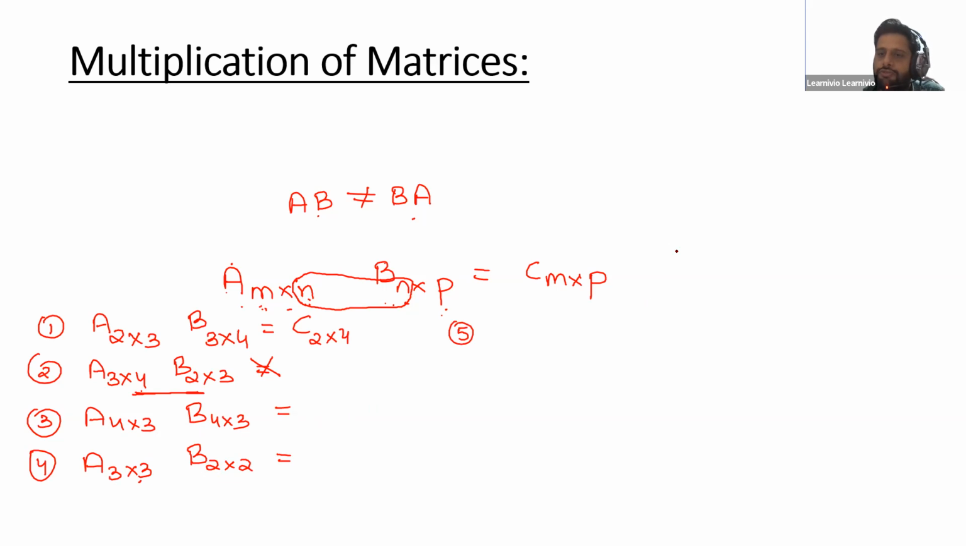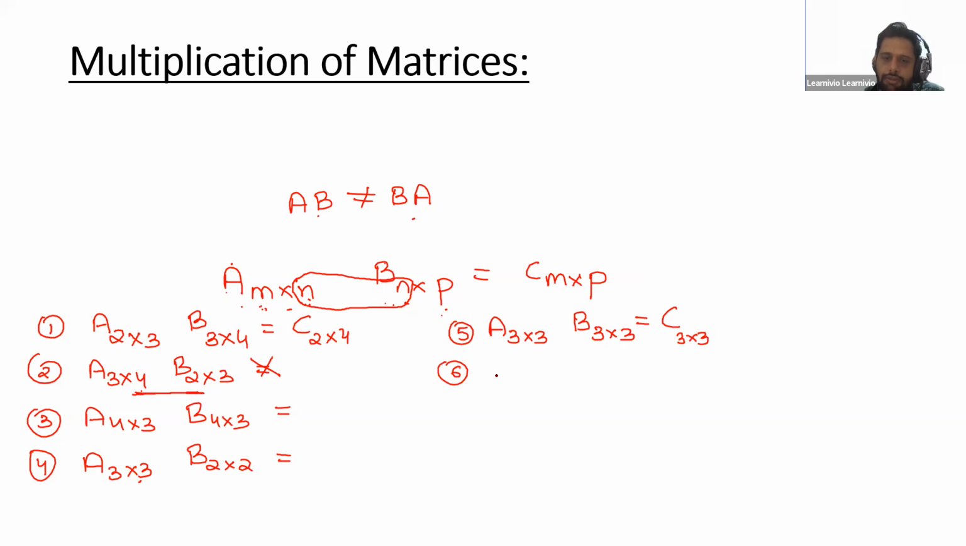The fifth question is for Saf. Next is A, which is 3 by 3, and B is 3 by 3. Saf, can we multiply these two matrices? Yes, sir. Good. Can you tell me what's the resultant of the matrix C? 3 by 3. Very good.